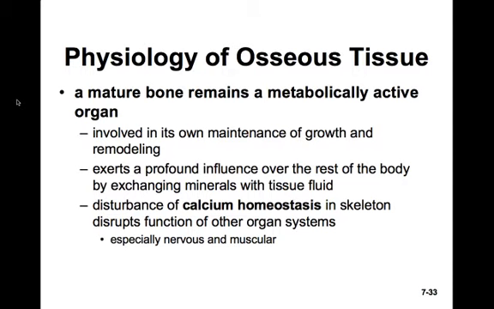So it's probably evident now that even when bone is fully formed, it remains metabolically active and it has many roles to play. It's involved in its own maintenance of growth and remodeling, and has a profound influence over the rest of the body by exchanging minerals like calcium with the tissue fluid. Disturbances of calcium homeostasis in the skeleton will disrupt the function of other organ systems, and it has an especially large effect on the nervous and muscular systems.